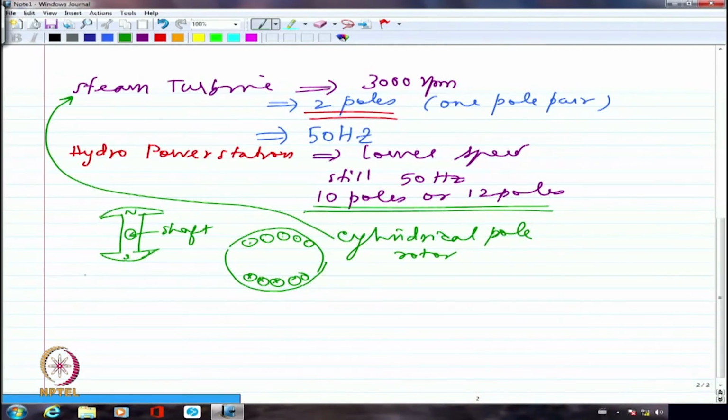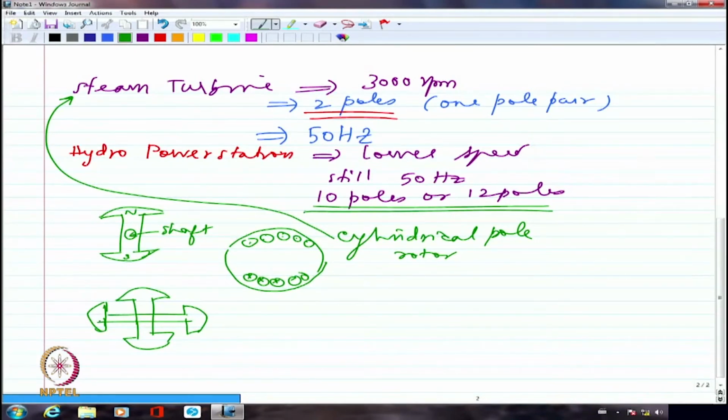Whereas this is salient pole. So salient pole, if I show actually 4 poles, I'm going to have essentially a structure like this. And I'm going to have 1 pole here, 1 more pole here. Of course, they will be of uniform thickness, not like what I have shown. 1 more pole here and 1 more pole here. So I'm going to have essentially 4 poles protruding like this.